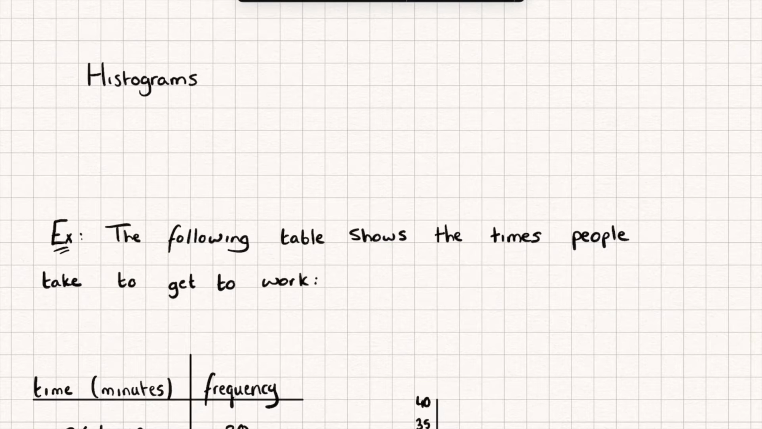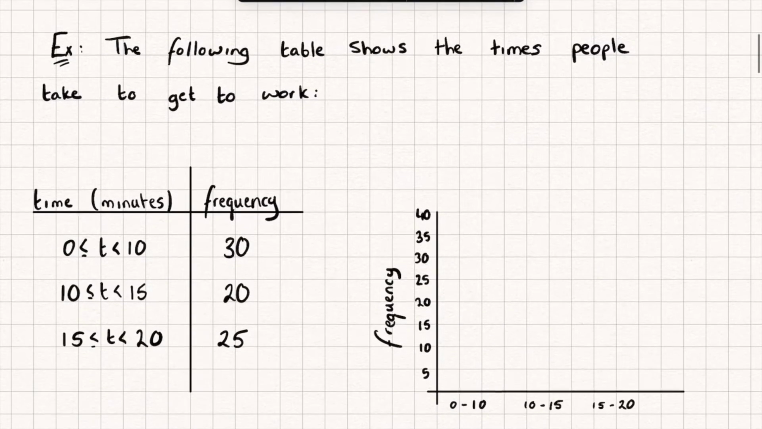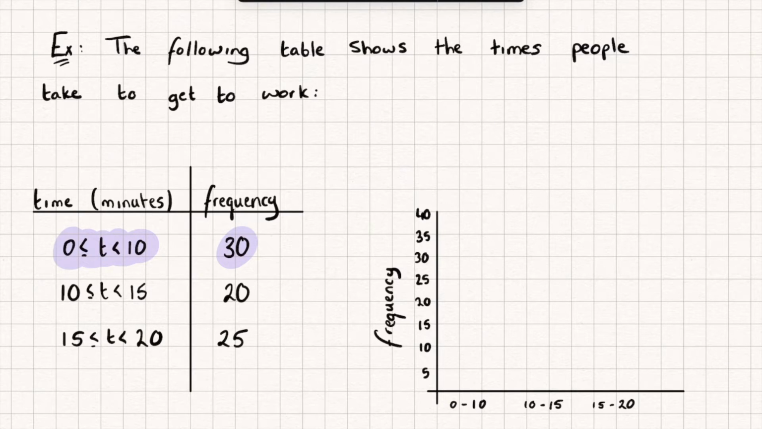To see why histograms are useful, let's take a look at this example here. We've been given a table which shows us the different times people take to get to work. You can see 30 people take between 0 and 10 minutes, and so on for the rest of the data. So I'm going to use this data to create a bar chart.